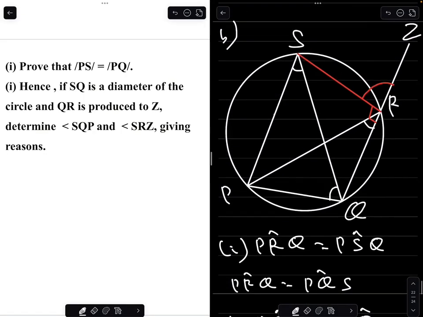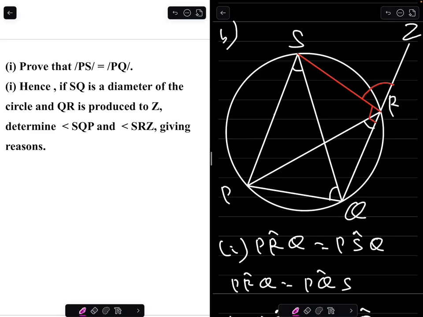Now we want to find angle SQP. How do we find SQP? Maybe we are not there yet. Let's see. Oh, that's also very simple. I can see that quadrilateral PQRS is a cyclic quadrilateral.